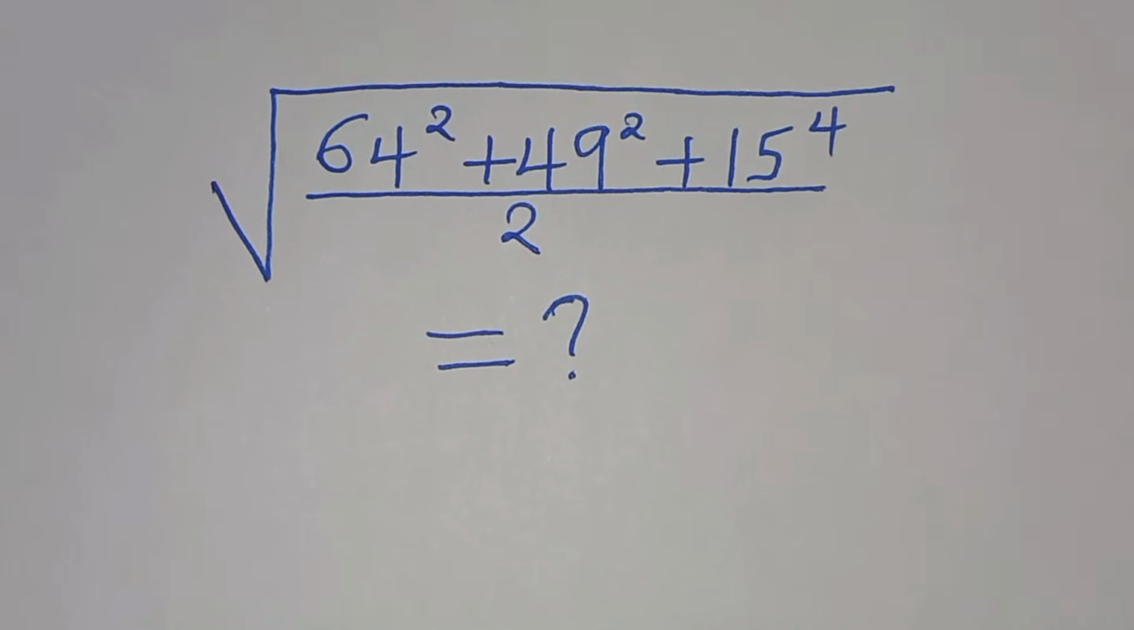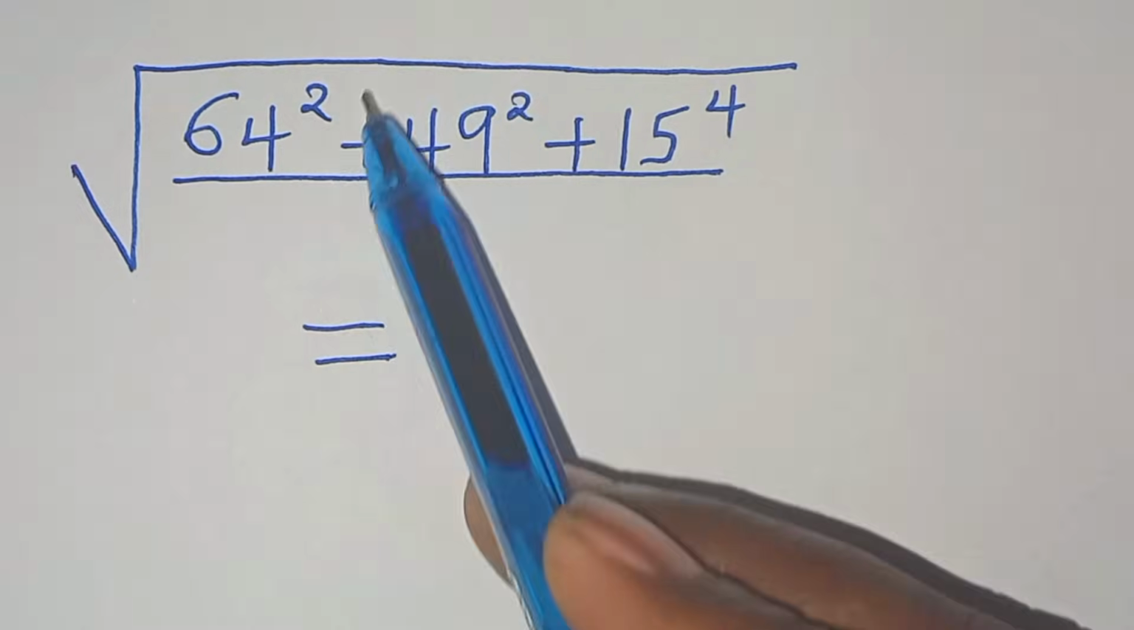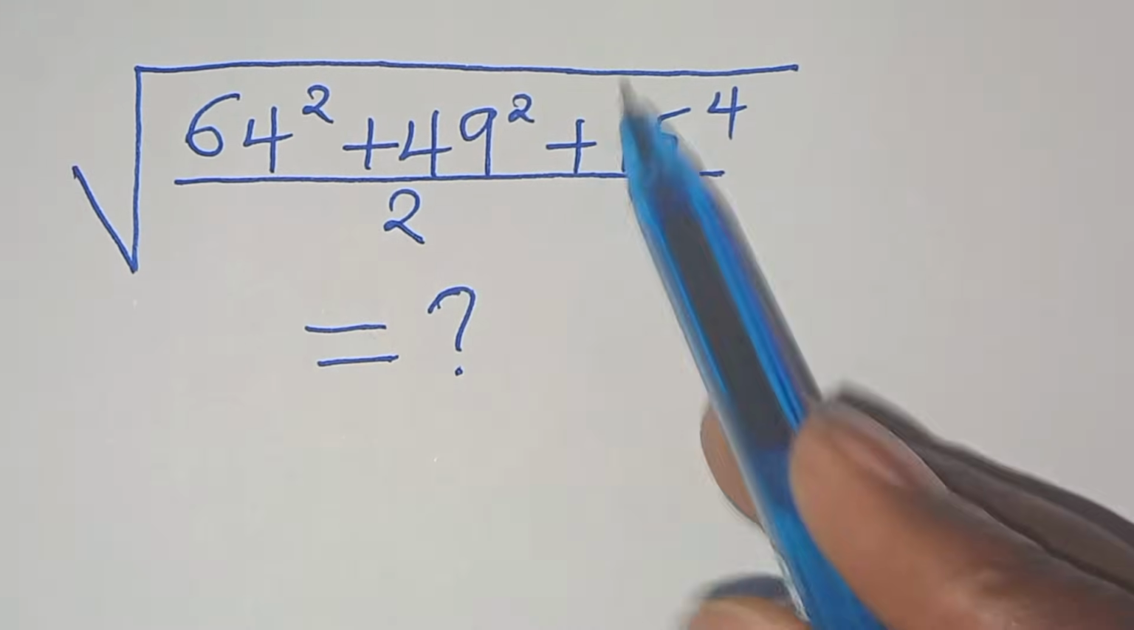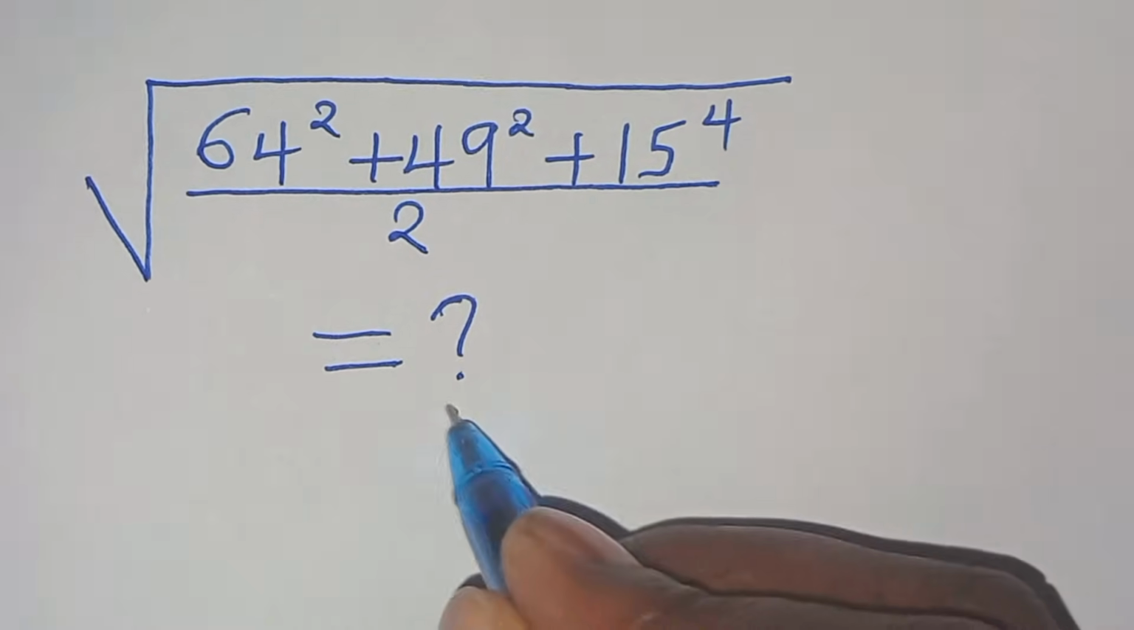Everyone, you're welcome to solve this nice square root math problem, which is the square root of 64 squared plus 49 squared plus 15 to the power of 4, divided by 2. So let's provide a solution from here.